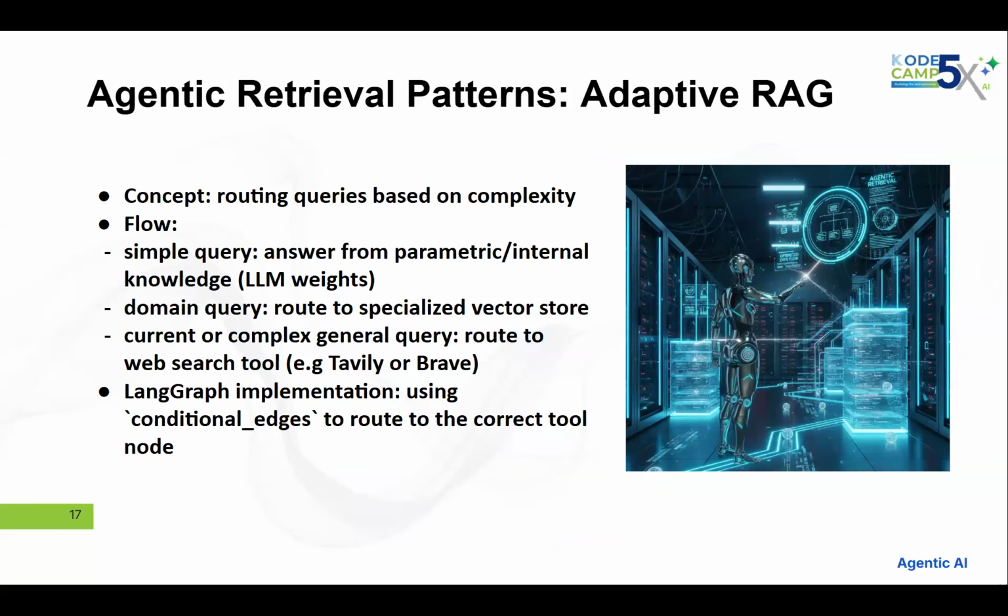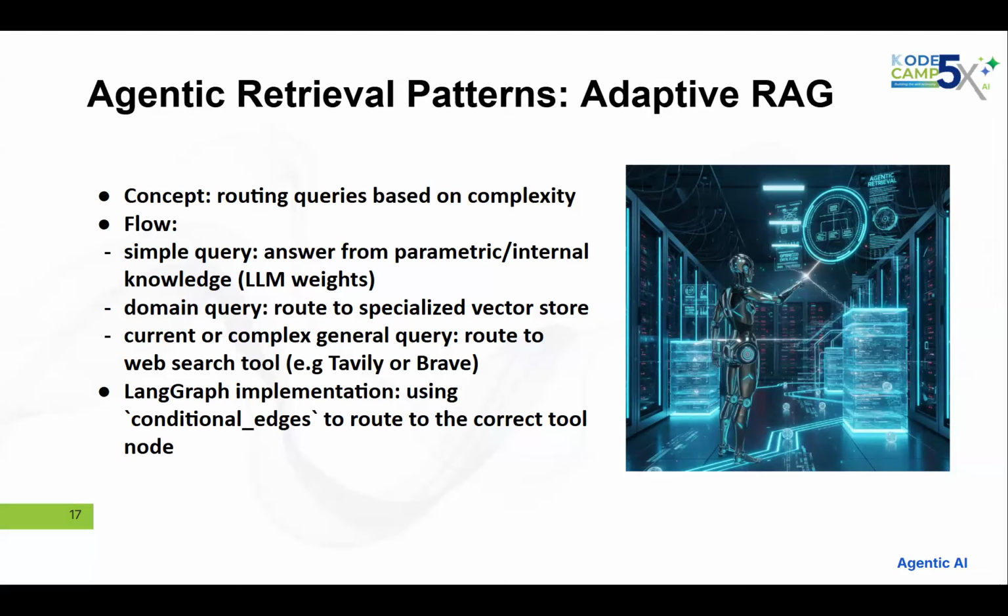Agentic retrieval patterns. So what are the different approaches to agentic RAG? The first one we'll talk about is adaptive RAG. Essentially, adaptive RAG is about routing queries based on complexity. For example, if the query is a simple one, the agent could answer from the internal knowledge of the LLM. That's the knowledge that has been baked into the LLM from its parameters, its weights.